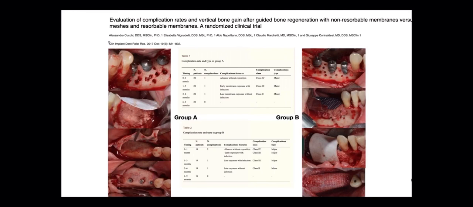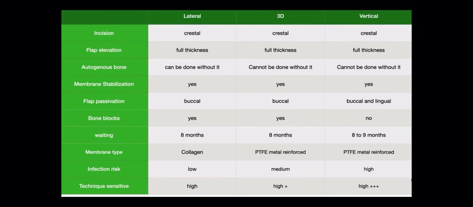This is an article by Alessandro Cucci showing 2 techniques in vertical bone regeneration, one using a non-resorbable membrane, titanium reinforced, and the other one showing the use of a combination of titanium mesh and resorbable membrane, showing the complications and the success rate. And in all cases, he didn't see too much difference between the 2 techniques. So the 2 techniques were really acceptable.